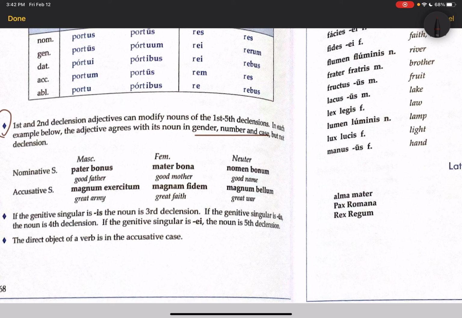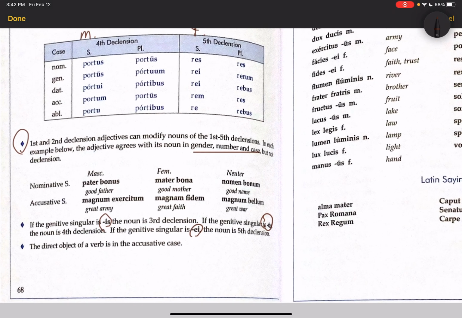If the genitive singular is is, the noun is a 3rd declension noun. If it is us, it's 4th declension, and if it is ei, it is 5th declension. The direct object of a verb is in the accusative case. We've already talked about this before, I think, but we put direct objects in the accusative case.